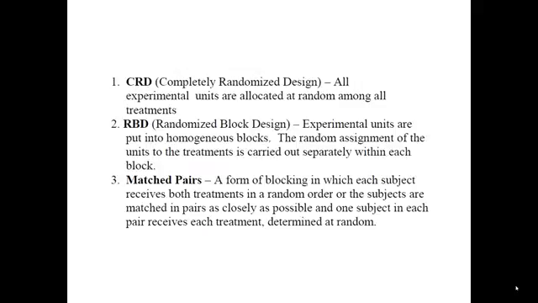Experimental designs. 1. CRD, completely randomized design. All experimental units are allocated at random among all treatments. 2. RBD, randomized block design. Experimental units are put into homogeneous blocks. The random assignment of the units to the treatments is carried out separately within each block.